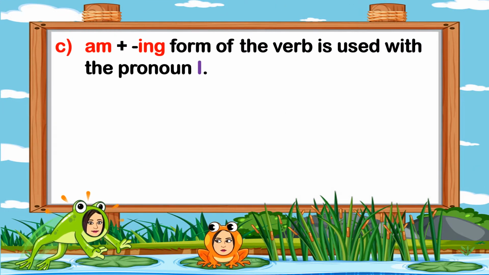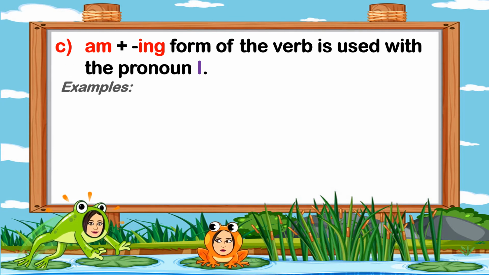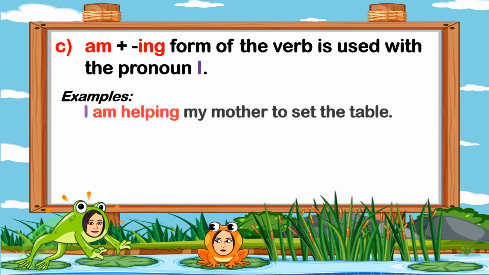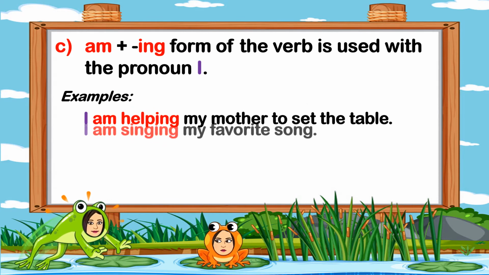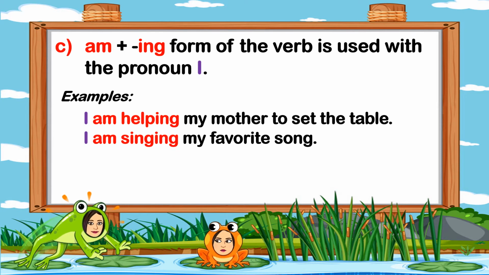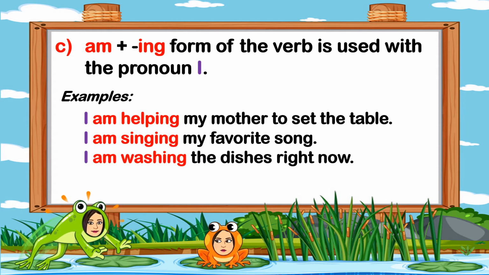Am plus ing form of the verb is used with the pronoun I. Examples: I am helping my mother to set the table. I am singing my favorite song. I am washing the dishes right now. Take note, the pronoun I is always written in capital letter.